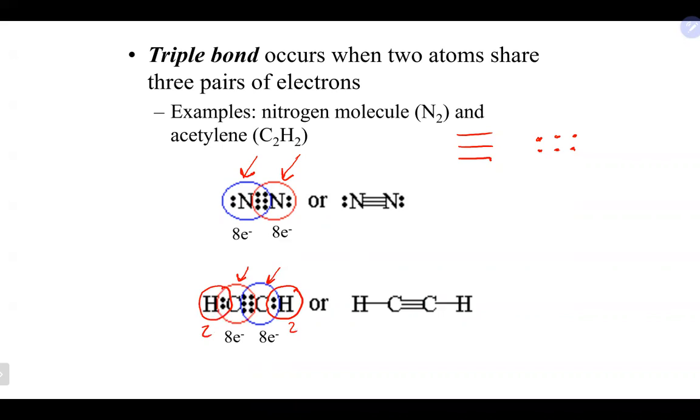So once again, as I mentioned, that is the whole goal of bonding: get everybody to that 8 electrons, that noble gas configuration. That's really the purpose of what's going on here. Any questions on that?